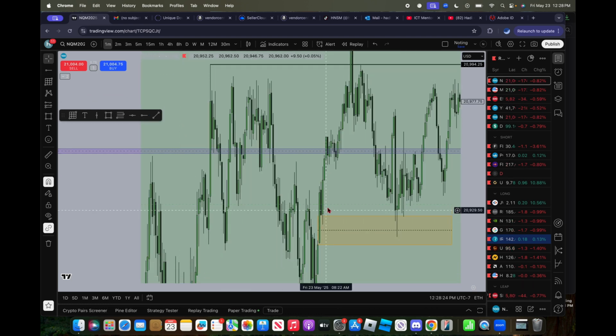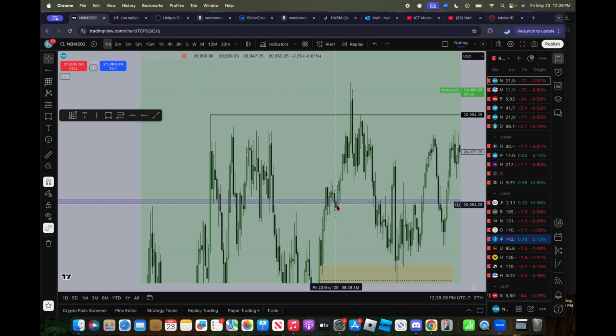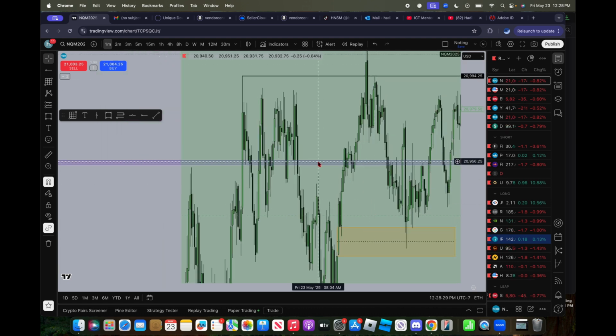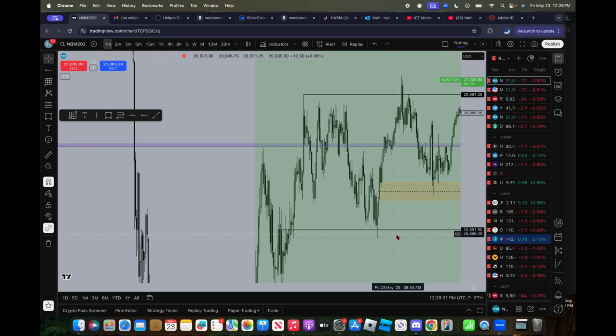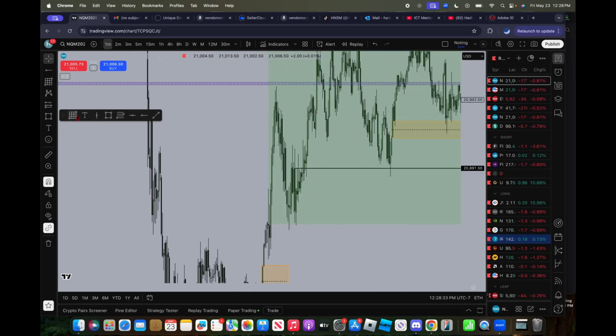And then that immediate rebalance takes us pretty quickly. Also, I want to mention from today, if we take the opening range, 9:30.